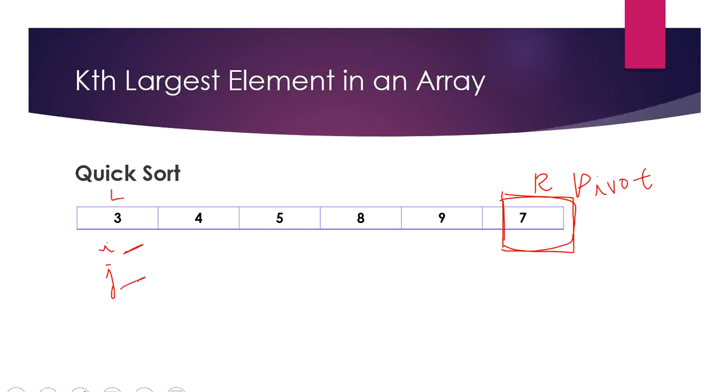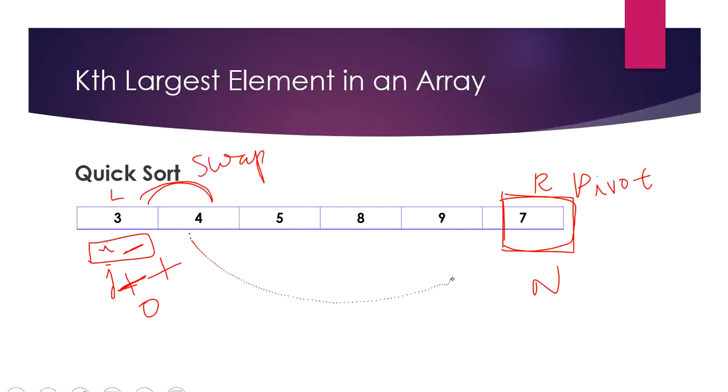The purpose of j is that it is a scanner element, so it is going to scan the array from the range 0 to n. It moves every time it encounters a new element, and i moves every time there is a swap. So it first compares the element with the pivot, and if the number is less than the pivot, then the swap between i and j happens.